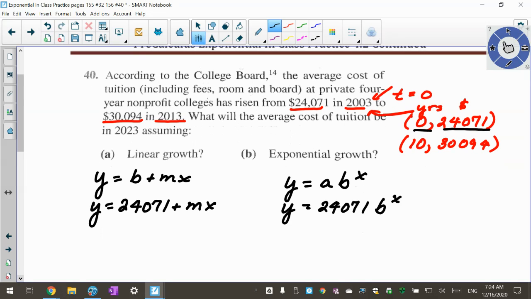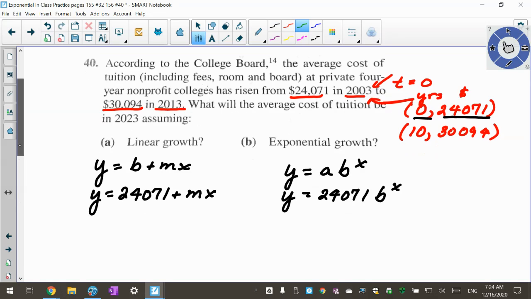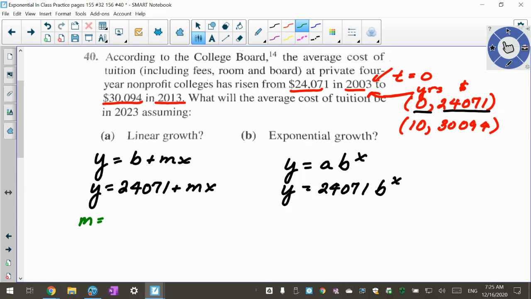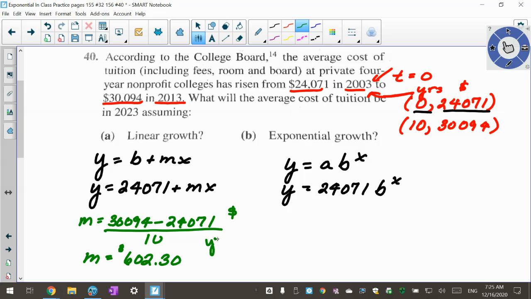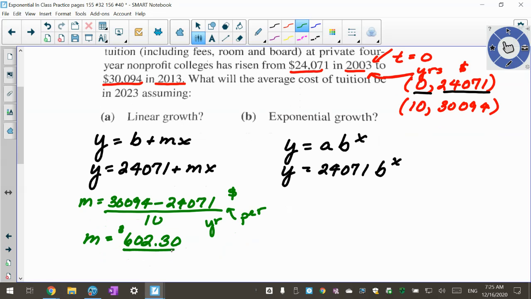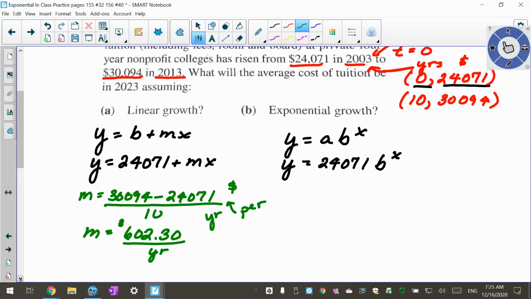So now what I'm going to do over here is find the slope. I'm going to use some Christmas colors here. So slope, I'm going to stack and rack and do bottom up: 30,094 minus 24,071 all over 10 minus 0, or 10. It looks like it's increasing, so my slope better be positive. And when I do this, it comes out to be 602.3, which is $602.30. So if this is dollars, this is year, this is per. So my slope is $602.30 per year. That's my slope. It's increasing that much per year.